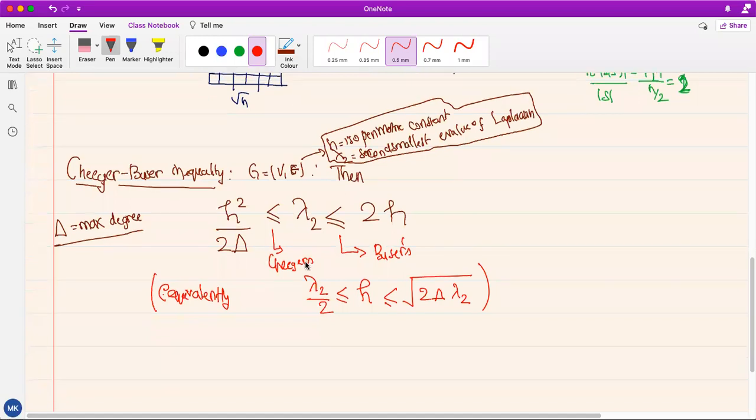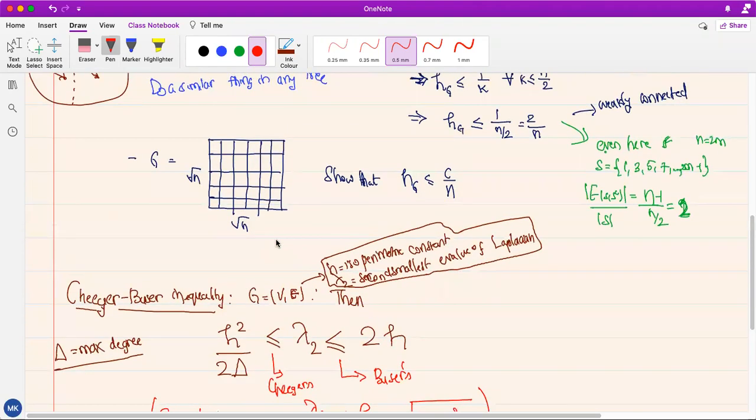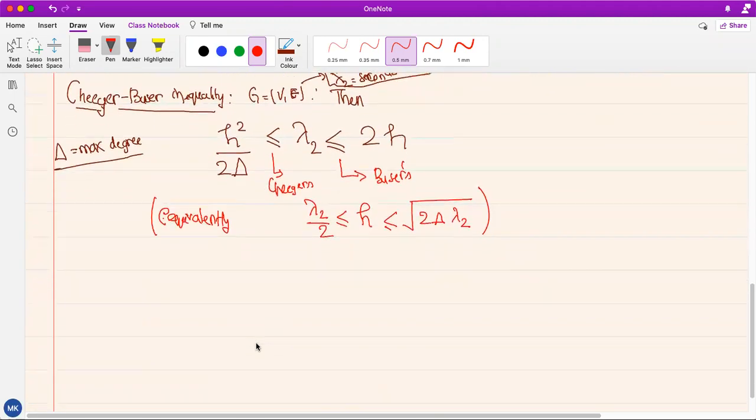So basically, lambda 2 and h are equally good measures of connectedness. That's what this is telling us. Of course, lambda 2 is not proportional to h. One side bound is linear in h, one side bound is quadratic in h. But in a rough sense, lambda 2 and h measure the same thing about the graph, namely the connectedness of the graph. That's the statement.